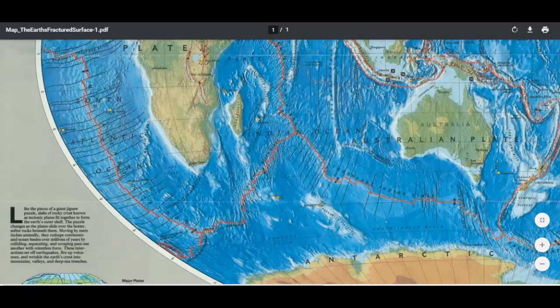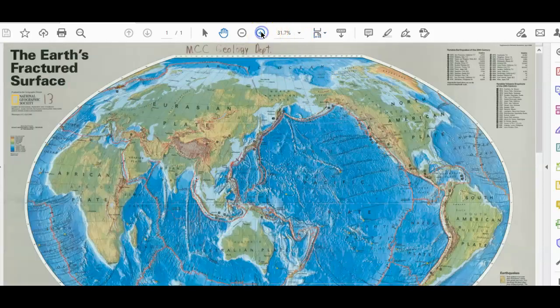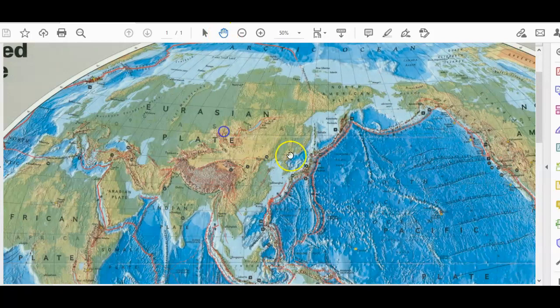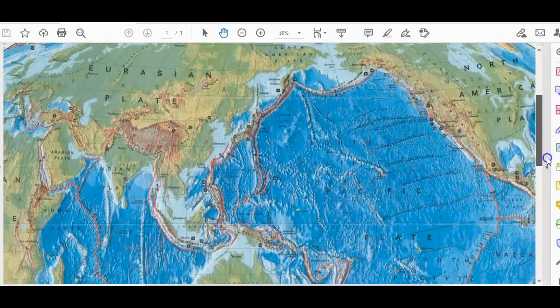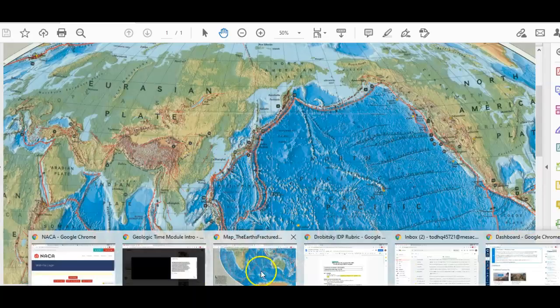If you have a PDF viewer, you can zoom in, of course, with this little plus, and you can use this hand to drag it around. Or, of course, you can still use the scroll bars on the side to move around and manipulate the map. So either one that you use will work.